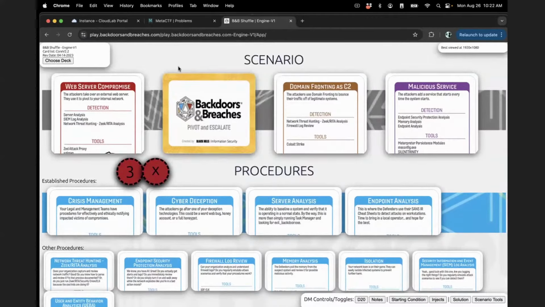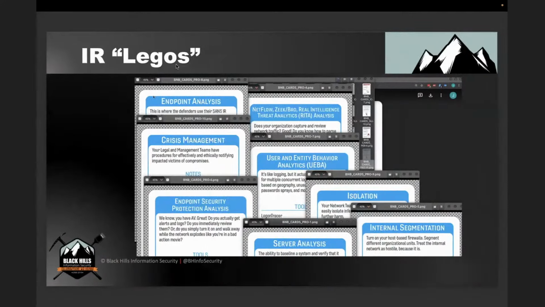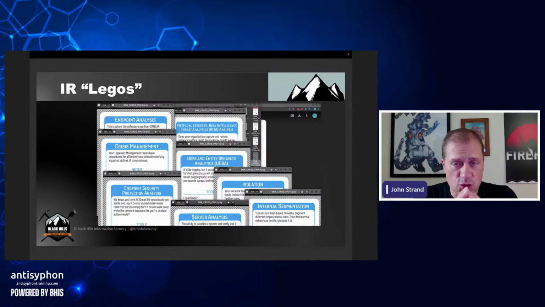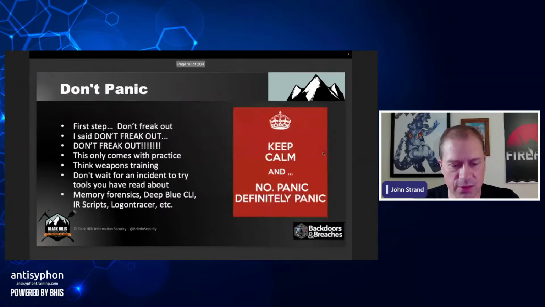So a lot of this class is built around the concepts of these IR Legos, because you can use these combinations of endpoint analysis, endpoint protection analysis. You can use these combinations to be able to deal with almost any incident. But these also become discrete areas of skill that you need to have as an information security professional that'll help launch your career and be a lot more effective. So we'll be dealing with that as well.